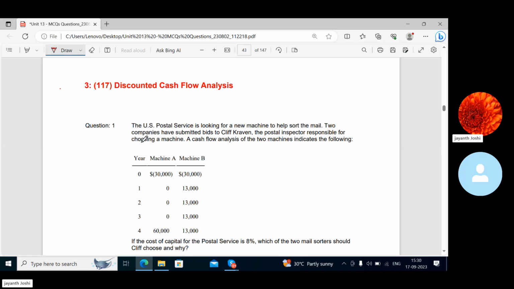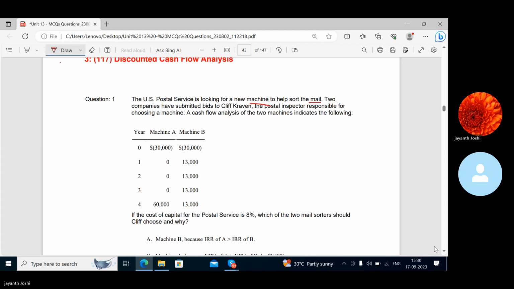Okay, so the first question in front of you is: the US Postal Service is looking for a new machine to help sort the mail. The machine will sort the mail, separate or arrange it. Two companies have submitted bids to Cliff Craven, the postal inspector who is responsible for choosing a machine.